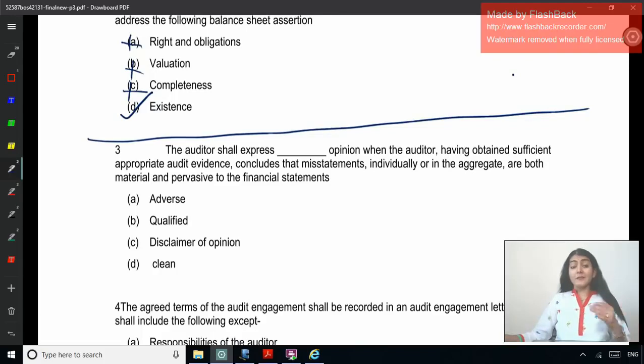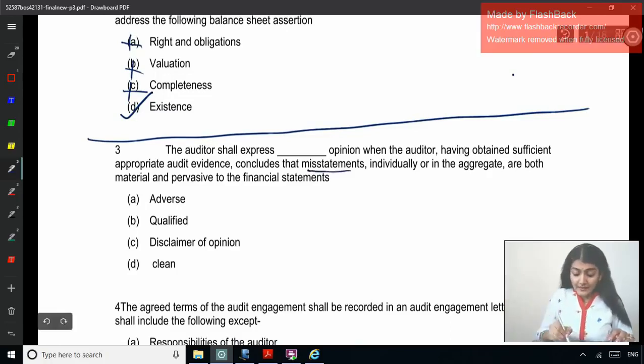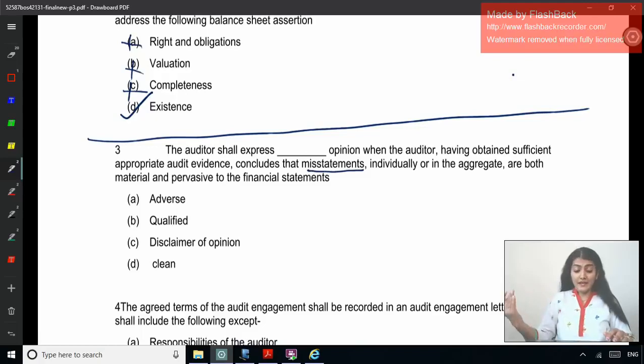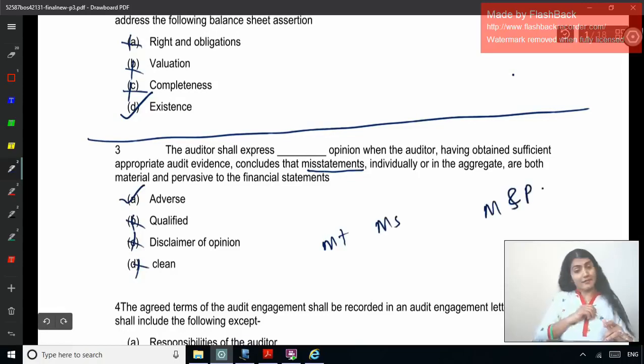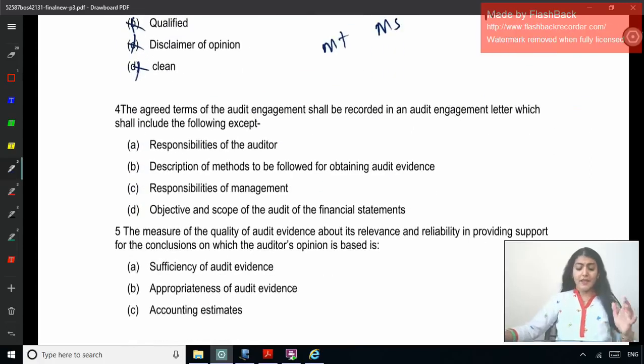Third one: the auditor shall express a dash opinion when the auditor, having obtained sufficient appropriate audit evidence, concludes that misstatements, individually or in the aggregate, are both material and pervasive to the financial statements. Material but not pervasive is qualified, and material and pervasive is an adverse opinion. So much misstatement that these financial statements cannot be considered true and fair. Adverse, qualified, disclaimer, clean: this would lead to an adverse opinion. Why? Because the misstatement is material and pervasive.